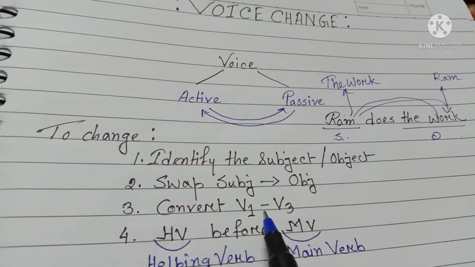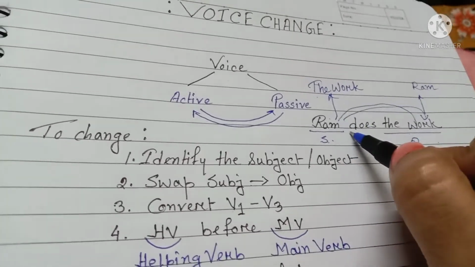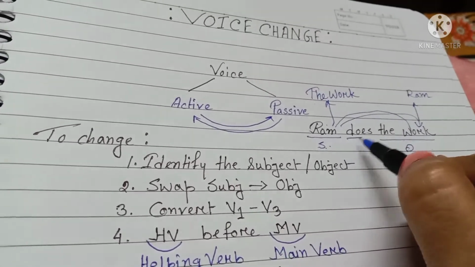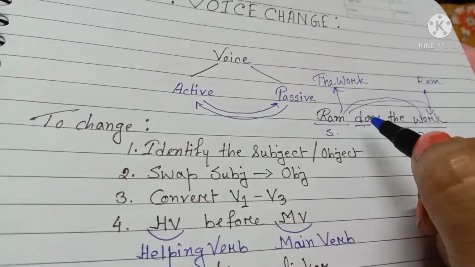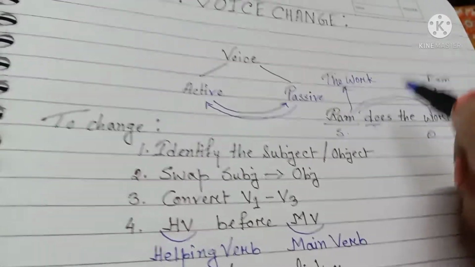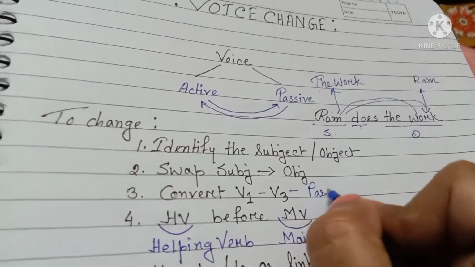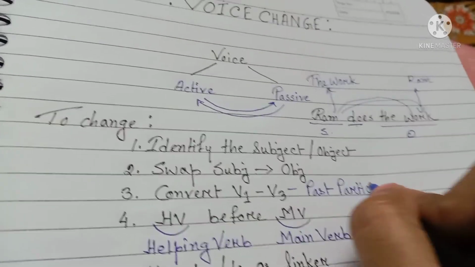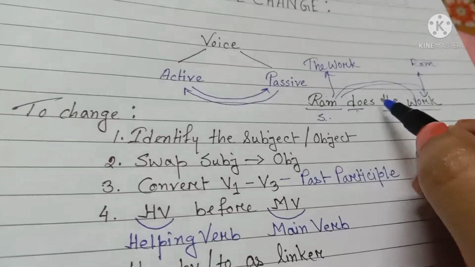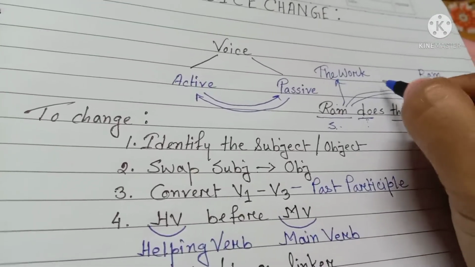Next, convert V1 into V3. Which one is the V1 here? Does, but the V1, the main verb, is do. So we need to change this main verb into the V3 form. V3 form means past participle. What is the V3 form of do? Definitely we all know, done.